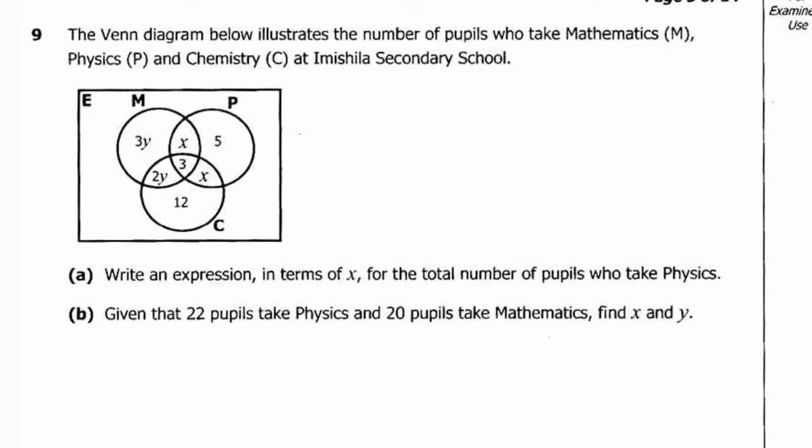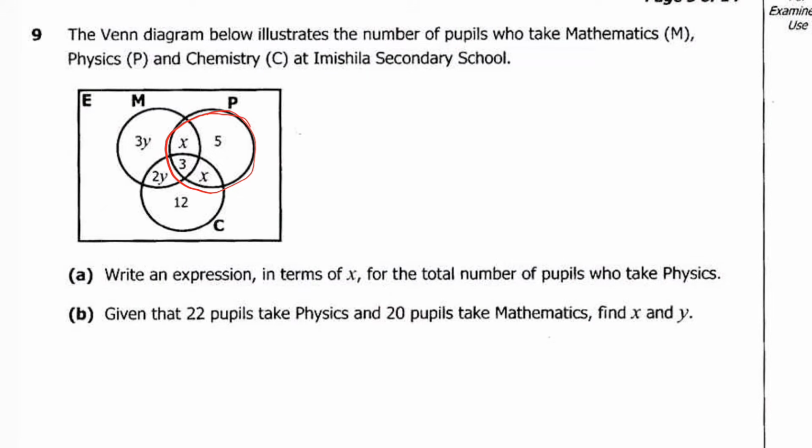We have this question. They're saying the Venn diagram below illustrates the number of pupils who take mathematics, physics and chemistry at Imishila Secondary School. Write an expression in terms of x for the total number of pupils who take physics. Okay, who take physics. So this is a set of people or learners who took what?